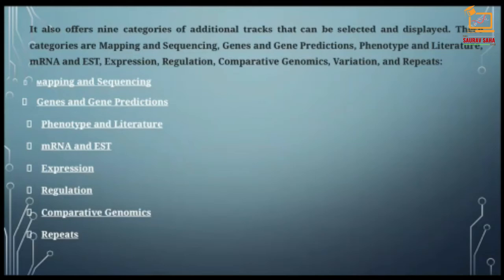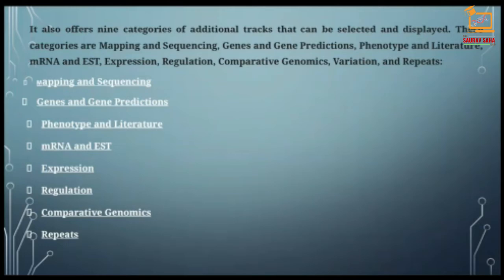It also offers 9 categories of additional tracks that can be selected and displayed. The first one is mapping and sequencing. This track allows one to control the display of genomic location, sequences, and gaps. One can select the track which best represents their query to allow for more applicable data to be displayed.